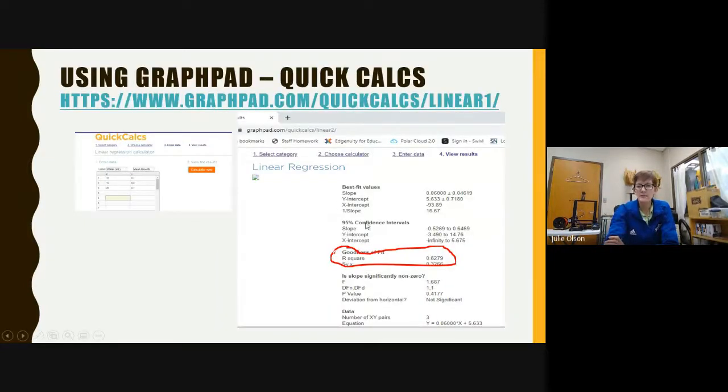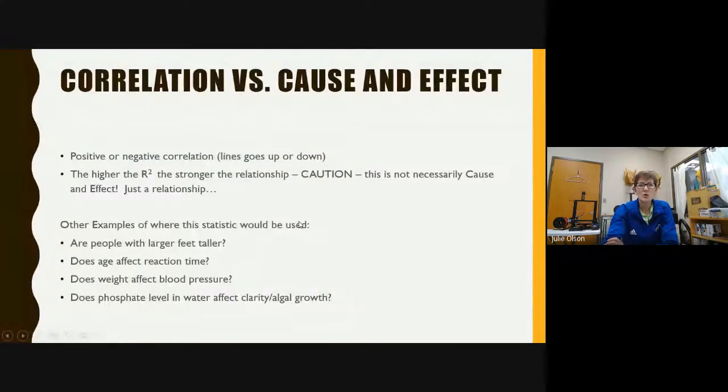If you use GraphPad, you still get the same thing. Again, I put in the means. And that is a free app there. So correlation or causation, cause and effect. Some other things you could ask, phosphate levels affect clarity or algal growth. Does age affect reaction time? Those are all some things that you could use to study with your students.